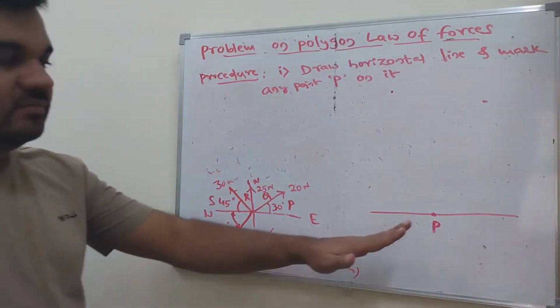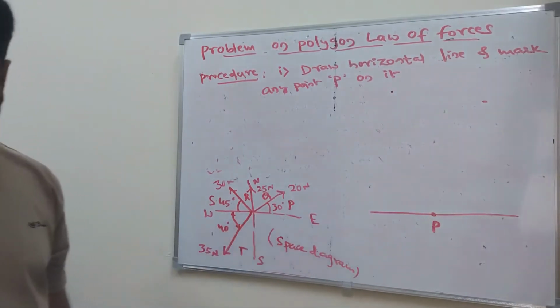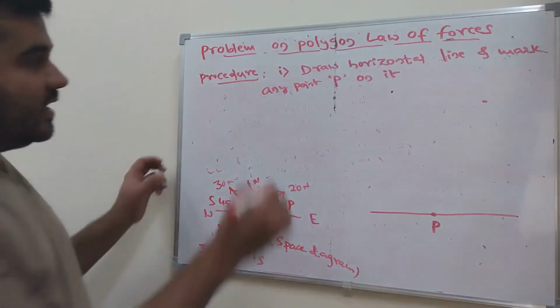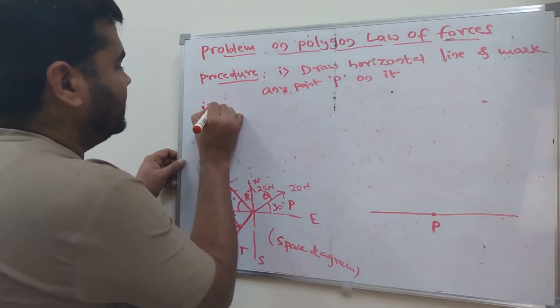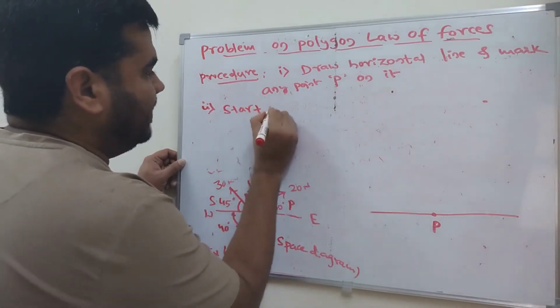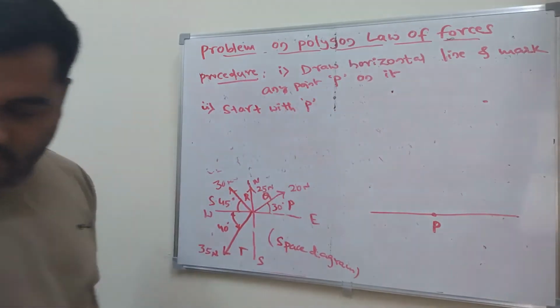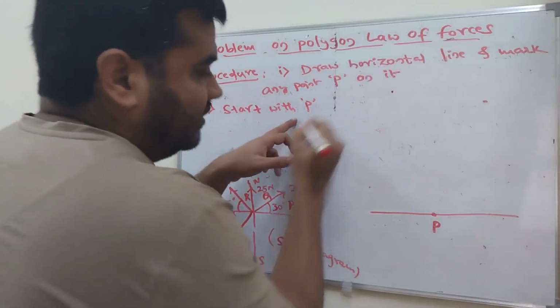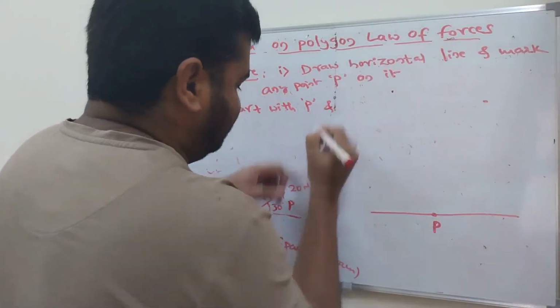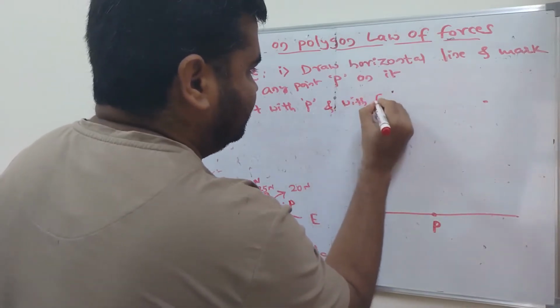This is the procedure to find the resultant by using the polygon method. Okay. Next, the second point is, start with P. You need to start with point P, and start with the first force.